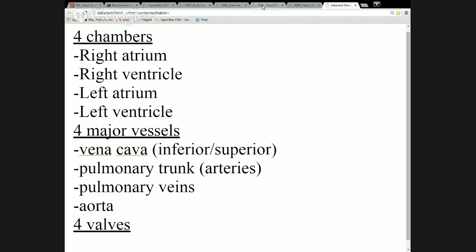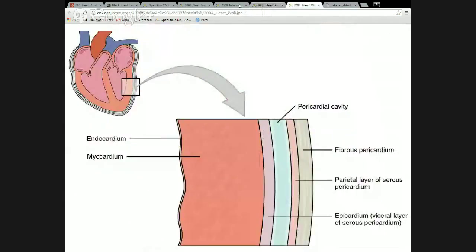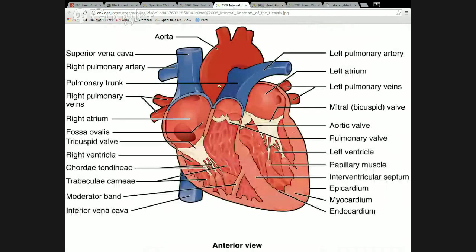If we look at this picture here, we can see these players. So here's the superior vena cava and the inferior vena cava, which are connecting to the right atrium that we see here. And then from the right atrium, the blood goes to the right ventricle, which pumps it out into the pulmonary trunk, which splits into the right and left components.